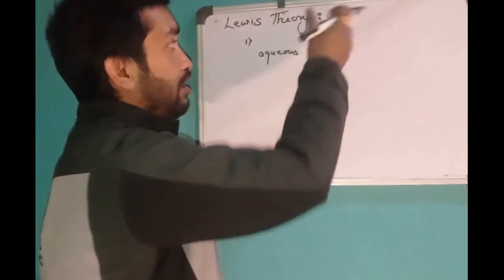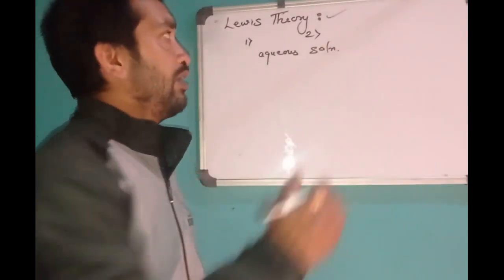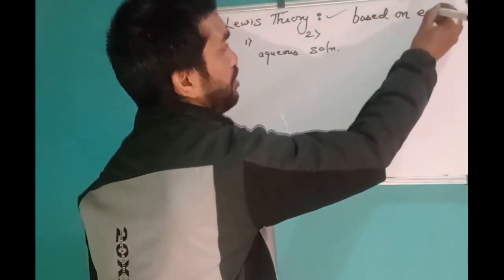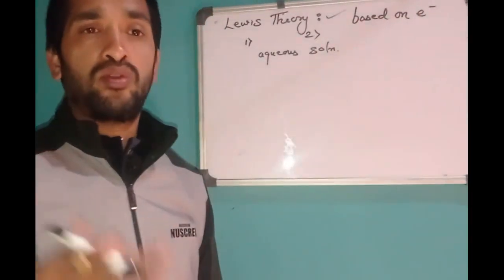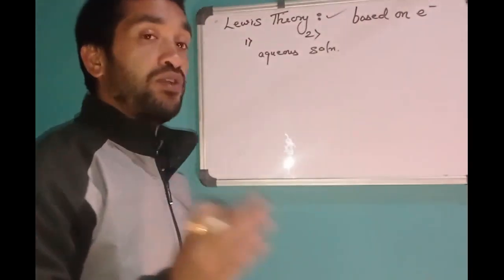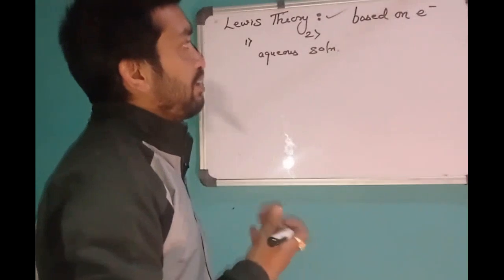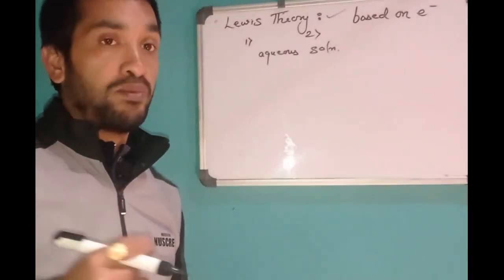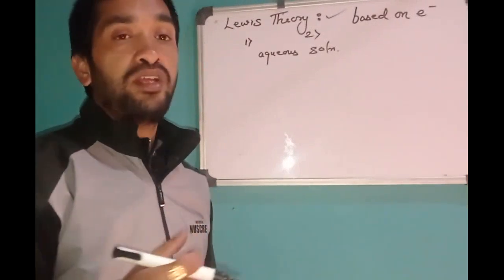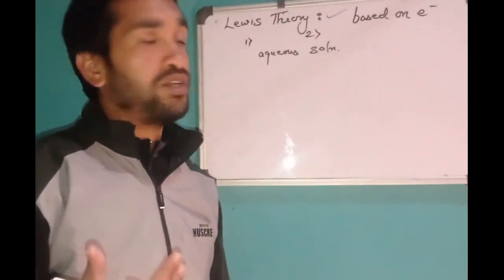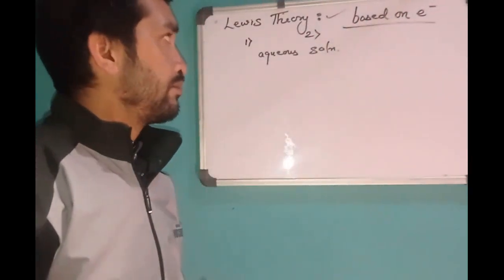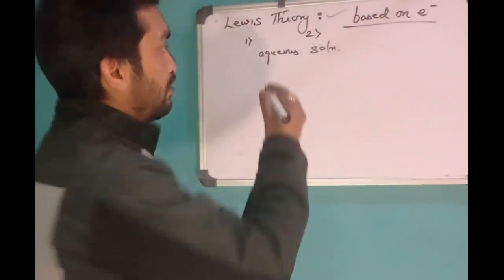This theory is an electronic theory based on electrons. First of all, you should keep in your mind that this theory is based on electrons, not on H positive or OH negative. Your first theory, Arrhenius, is based on H positive and OH negative. Second theory, Lowry-Bronsted theory, is based on H positive, acceptance or donation. Third theory is not at all based on H positive or OH negative. It is based only on electrons. It's an electronic theory. Now let us go back to the same example.